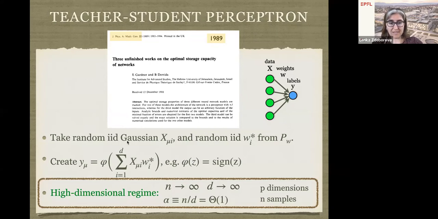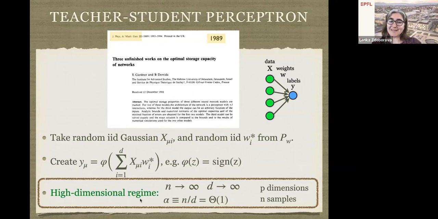So I repeat again, the setting is that the input data are IID Gaussian. The weights that the teacher network is using, we will be calling them W star, are taken from some distribution, again IID, but we will be looking at different versions of this distribution. And then the teacher network creates the labels using some nonlinearity, for instance, a sign, that's what they use in this original paper, on the scalar product between the inputs and the weights. That's the usual thing you would do in a single layer neural network.